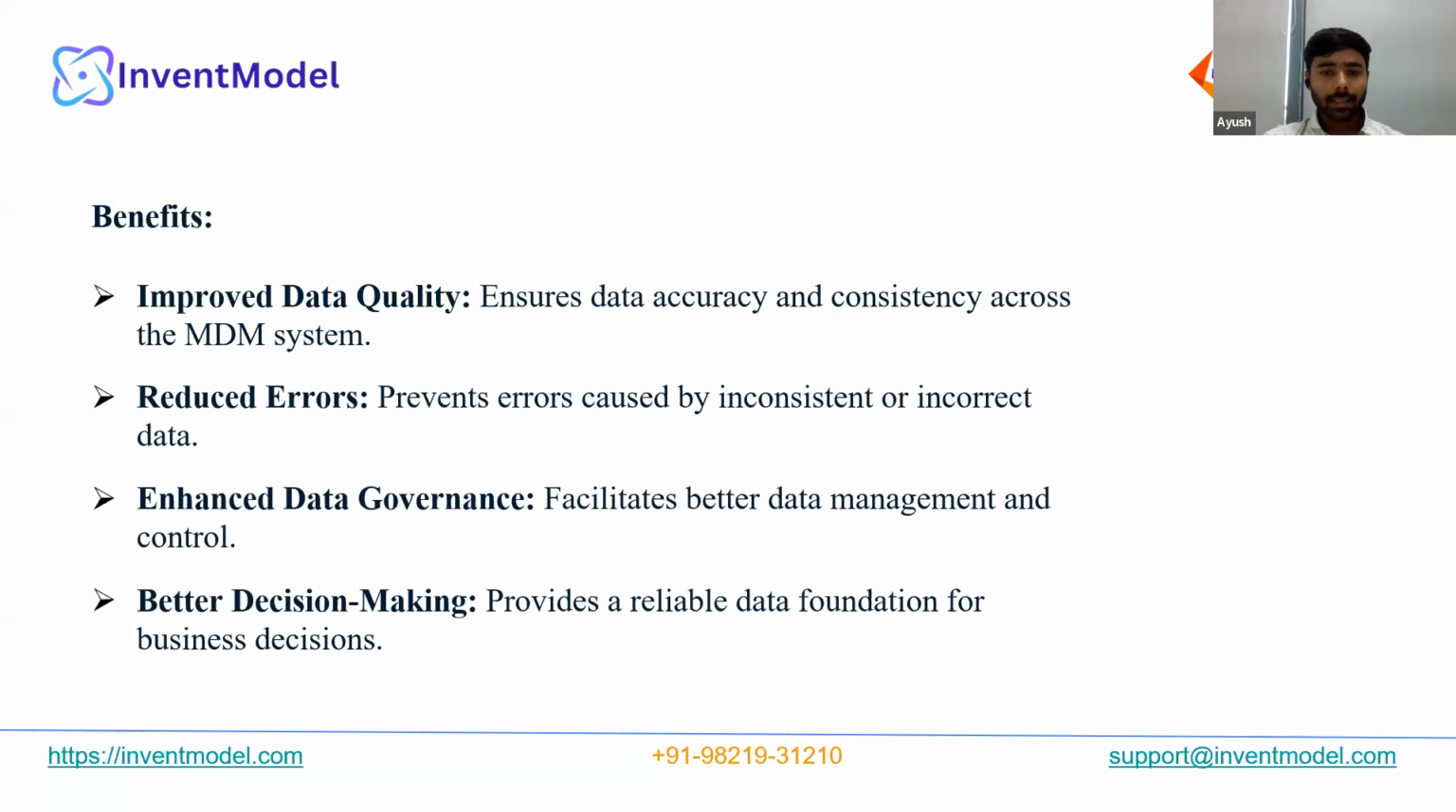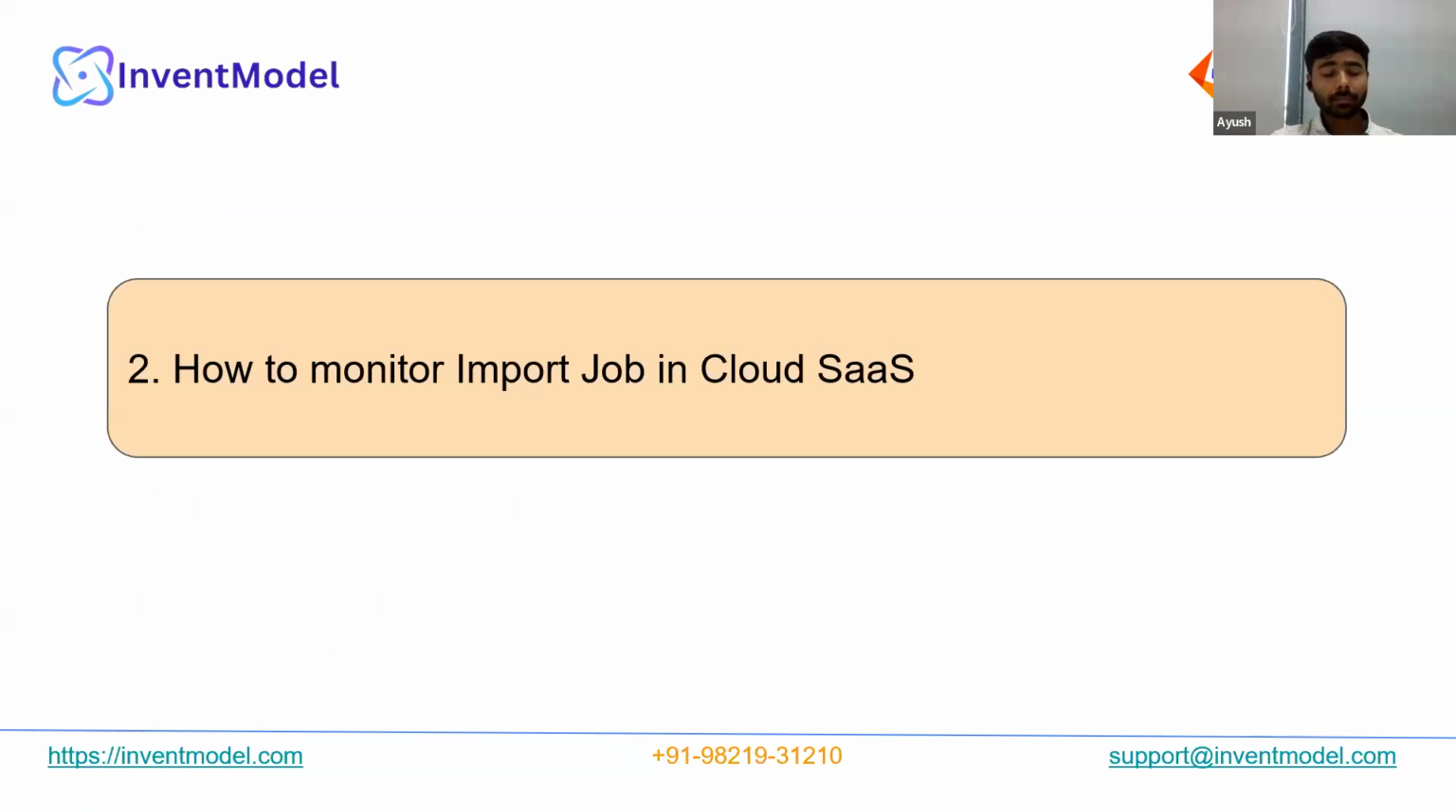So if we have the clean data, then it would be consistent and accurate. So it will basically reduce the error. Enhanced data governance facilitates better data management and control. And the last one is better decision making. Provides a reliable data foundation for business decisions. So that was all about the cleanse function.